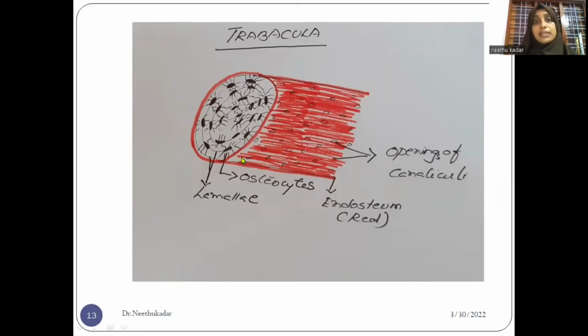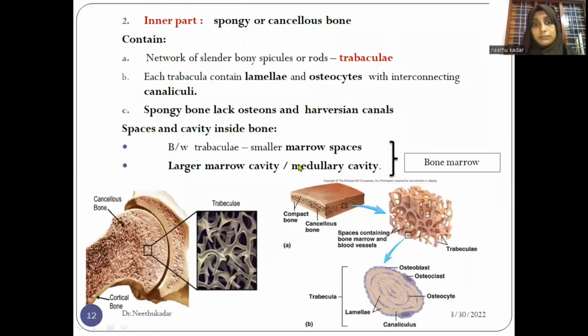The sheet that covers a trabecula is the endosteum, which is marked in red color. You can see tiny openings in the trabeculae. These are the openings of canaliculi, and they derive nutrition from bone marrow through these openings. Within the spongy bone, you can see cavities. Between the trabeculae, smaller cavities are called marrow spaces, and the larger cavity is called the marrow cavity or medullary cavity. Medullary cavity and marrow spaces contain bone marrow.